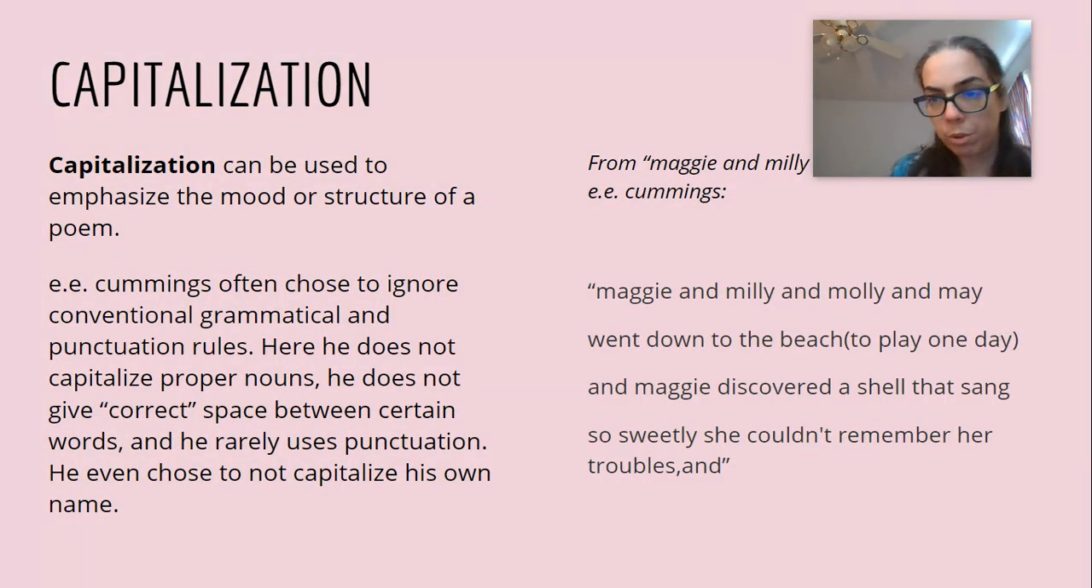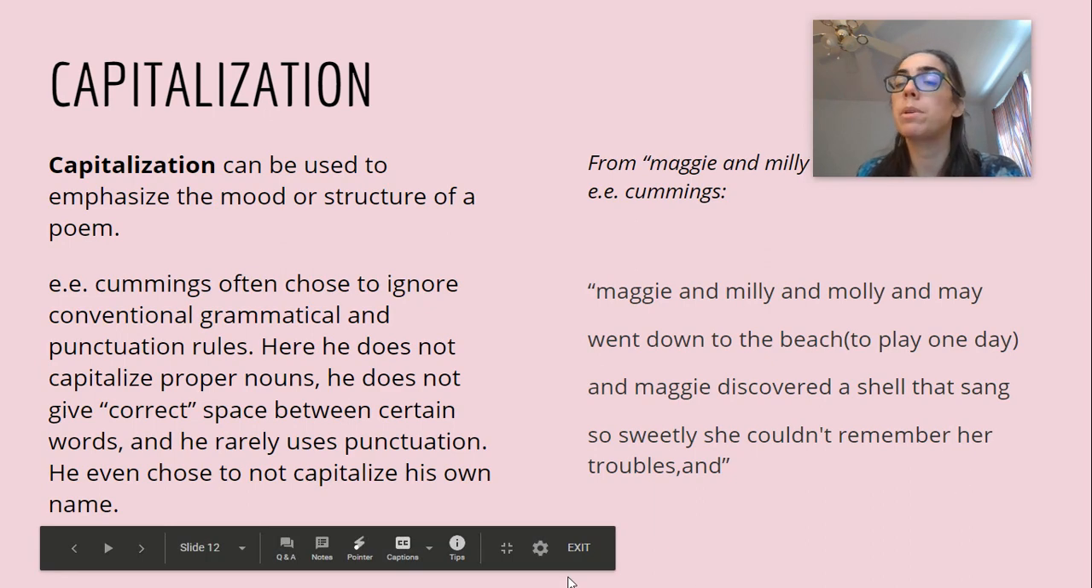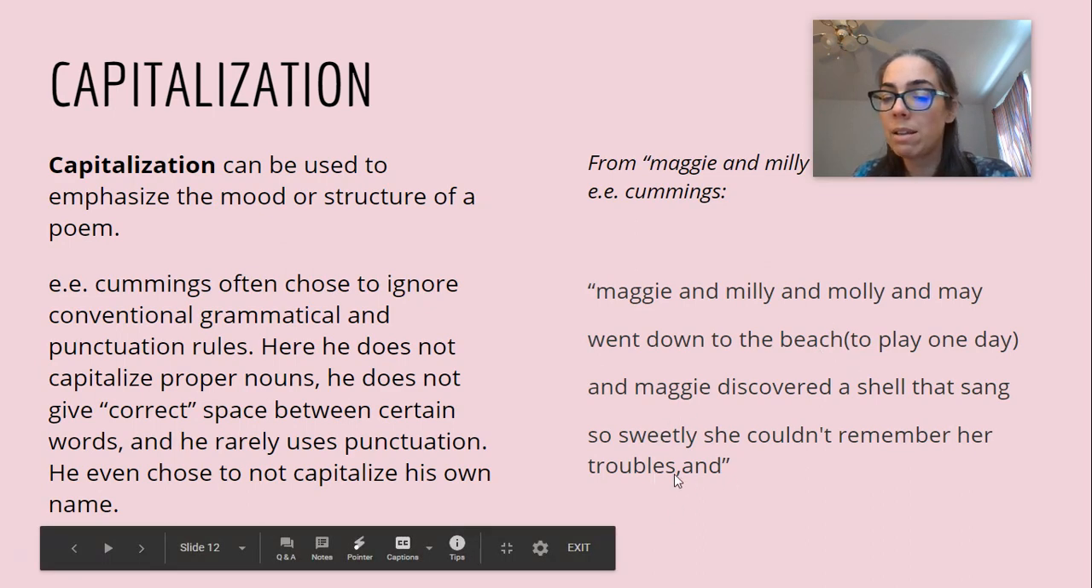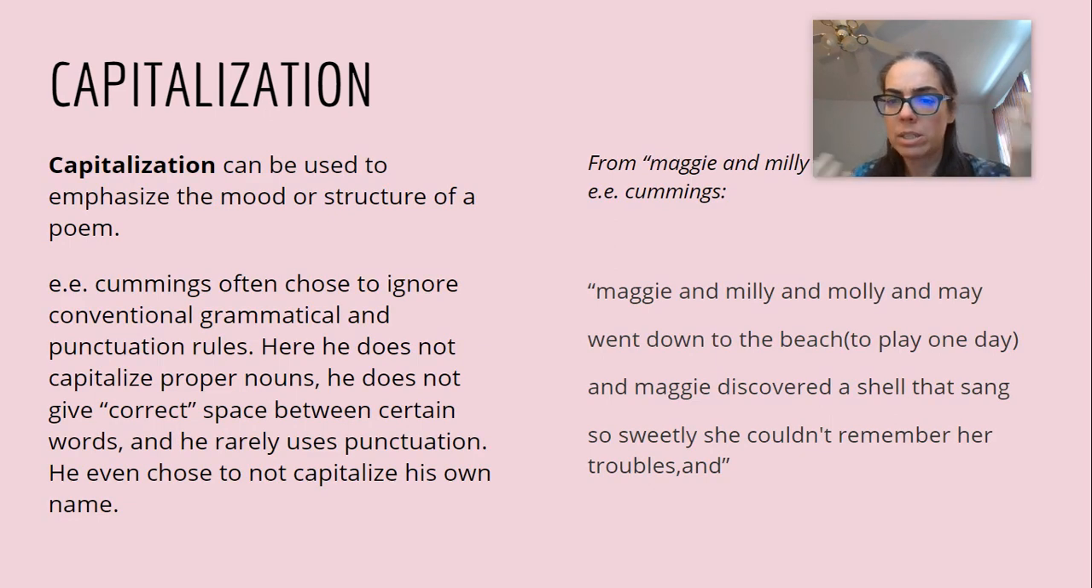Capitalization generally follows the regular rules of prose, but you can see here that E. E. Cummings chooses to not use capitalization in any of this, and he's rarely using any punctuation either. So this is from Maggie, Amelia, and Molly and May right here. You see these are proper nouns, not capitalized. There's not even a space here between beach and the parentheses, and the same here with the comma and the A. But it's kind of fun the way that this poem runs into each other and seems so, there's something very childlike about it.